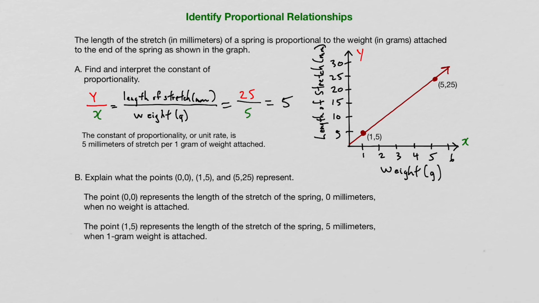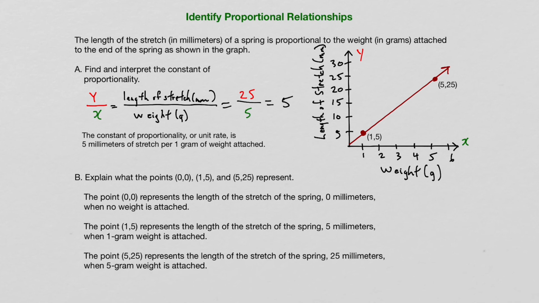At (1, 5), this point represents the length of the stretch of the spring, 5 millimeters, so it'll stretch 5 millimeters when 1 gram weight is attached. And finally, (5, 25), that point represents the length of the stretch of the spring when 5 gram weight is attached. So when 5 grams of weight is attached, it stretches 25 millimeters.